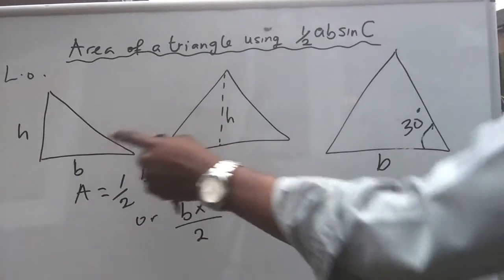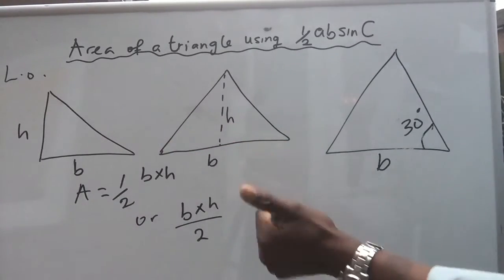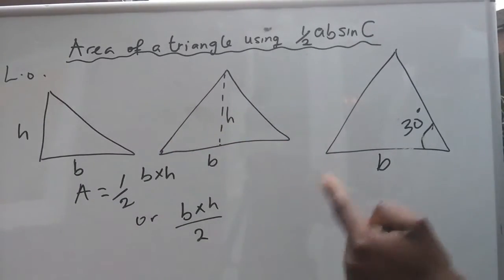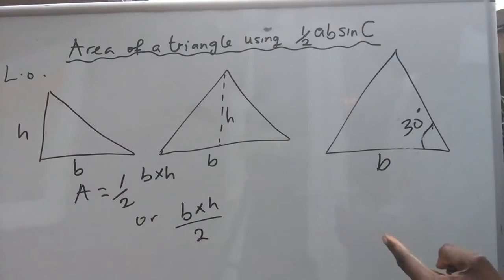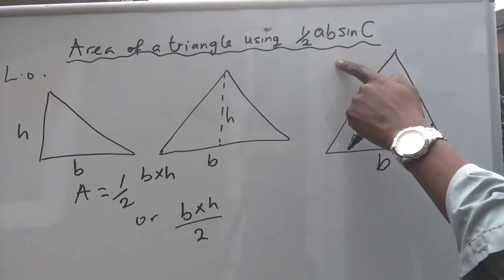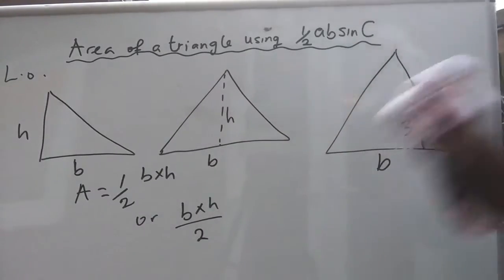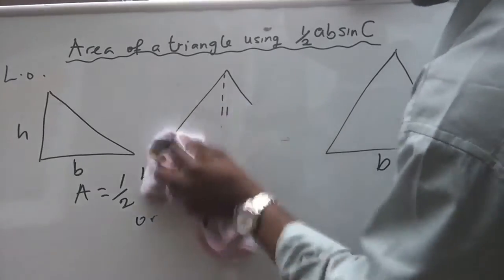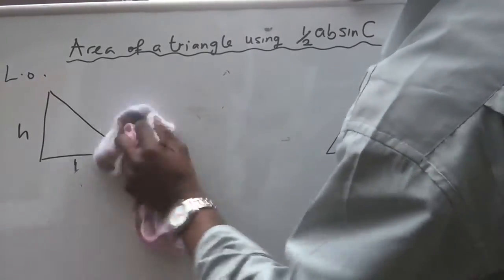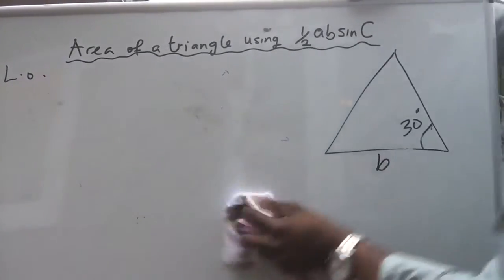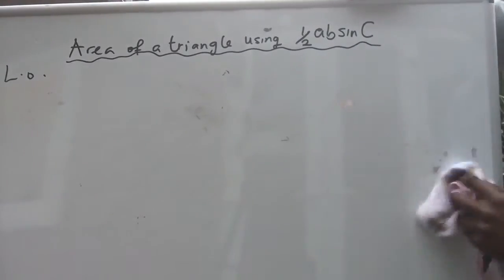If you're looking for the area of a triangle, it's base times height divided by 2. However, when an angle is given and sides are given as well, and you're told to find the area of the triangle, you've got to use this formula, half ab sine C. So I'm going to rub this off and draw the new triangle into the center and solve a problem.